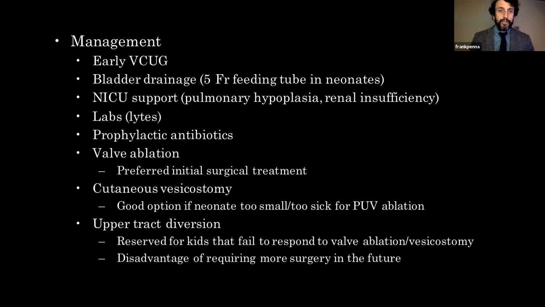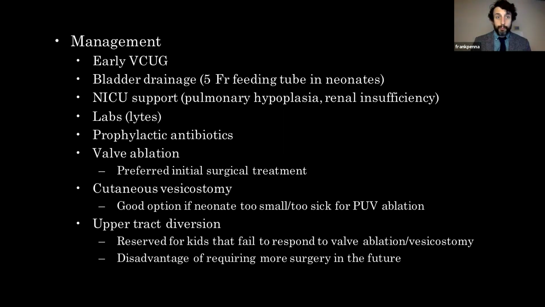So an early VCUG is very important. Bladder drainage is very important. This poor kid has been obstructed since 10 weeks gestation. So we can get a 5-French feeding tube in. You would call urology at this point, and I'd come by and see the kid and get a catheter in him. Because that's the first step. He's been obstructed ever since his kidneys formed. We want to get him drained until we can do some surgical intervention on him.